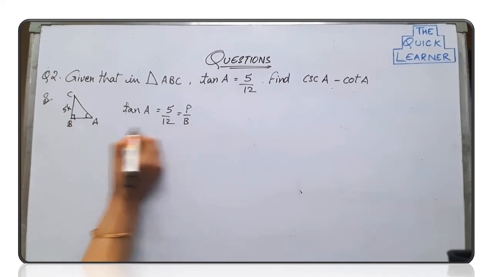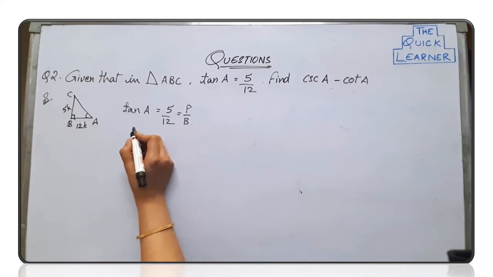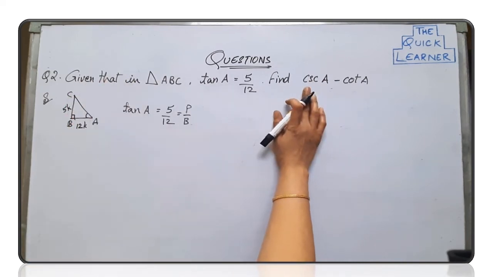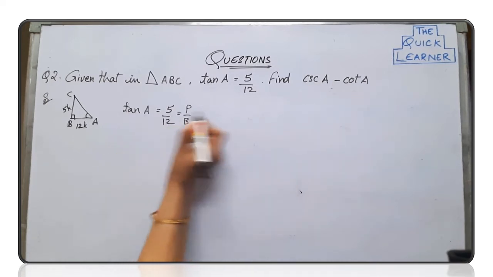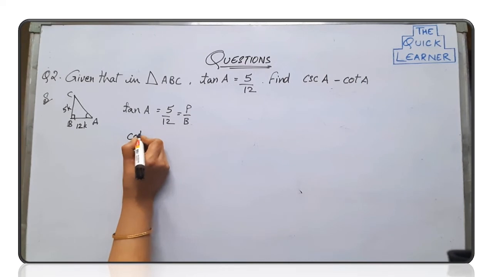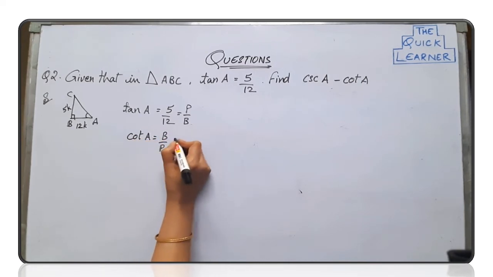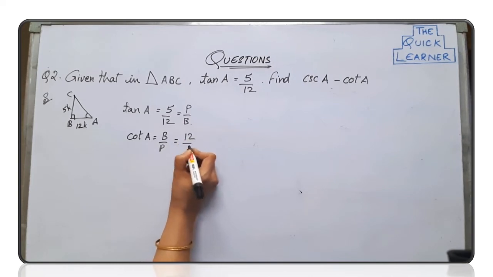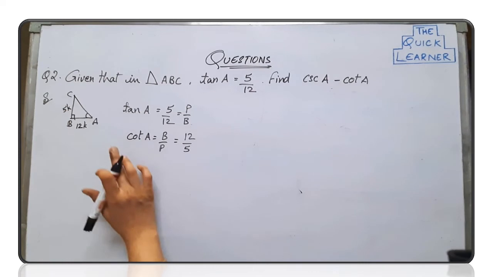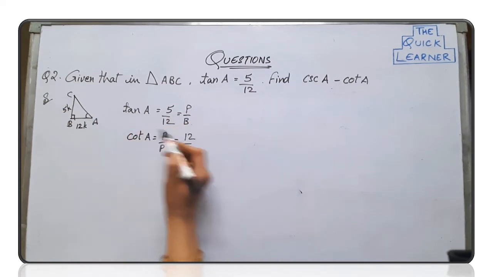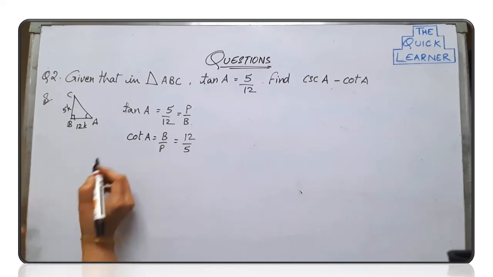So base will be 12k, right? Now we need, for cosecant, we will be needing the hypotenuse. For cot, it is not required. So directly we can write cot A as base by perpendicular, that is equal to 12 by 5. So we already got one value. We need a hypotenuse so that we can solve the further problem, right?